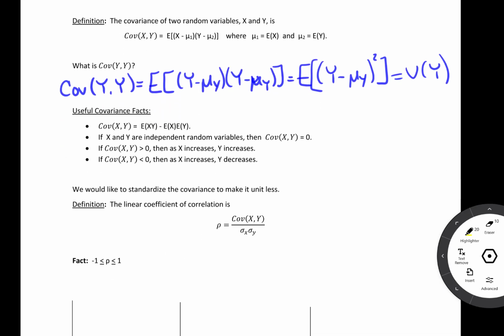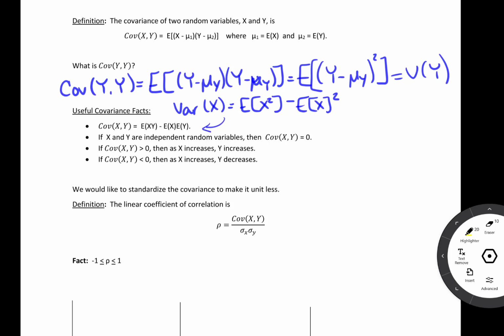Just like when we looked at the variance, we could rewrite the variance as the expected value of x squared minus the expected value of x, that entire quantity squared. In other words, the variance of x is equal to the expected value of x squared minus the expected value of x, that quantity squared. Notice we have a similar result in terms of covariance.